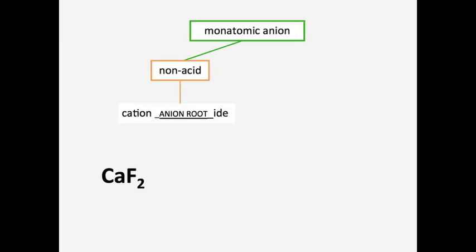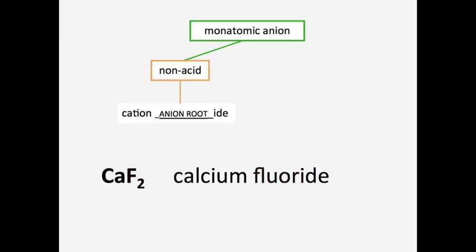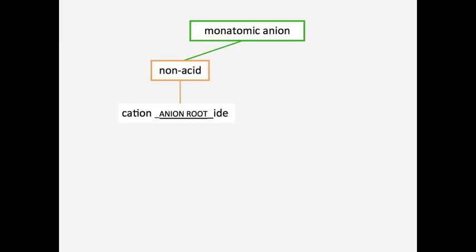Here's another example, CaF2. The cation is calcium and the anion is fluorine. Name the cation, calcium. Then take the root of the anion, fluor, and stick "-ide" to it, which makes fluoride. This compound's name is calcium fluoride.